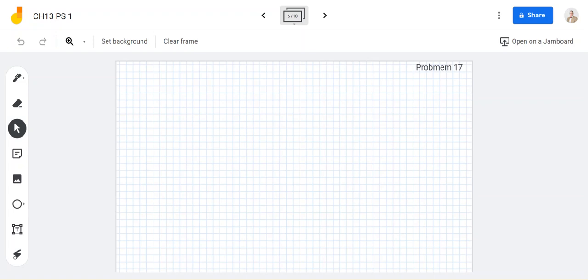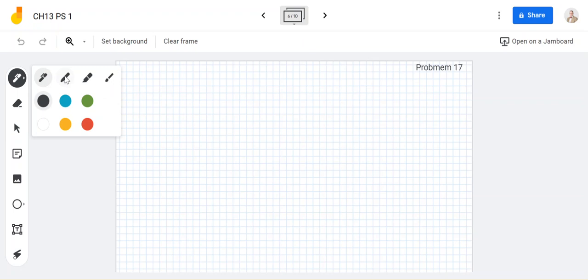All right, this is Chapter 13, Problem Set 1. Let's start with Problem 17. Problem 17 says, what will an object weigh on the moon's surface if it weighs 100 newtons on the Earth's surface? And then there's some more, we'll get to that in a second. So what will an object weigh on the moon's surface if it weighs 100 newtons on the Earth's surface?